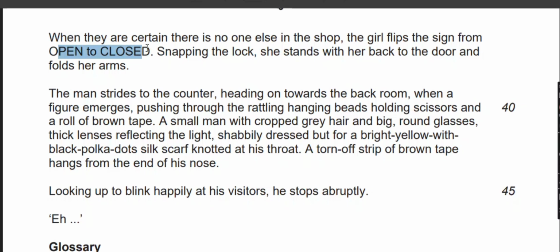So you can say, when they are certain there is no one else in the shop, the first one, here is this quotation, and you can explain it by saying they are looking to make sure they are alone. They don't want any witnesses for what they are going to do. Need no witness. And the girl flipped the sign from open to close. This is another quotation, which means they are stopping any other people from coming into the shop.